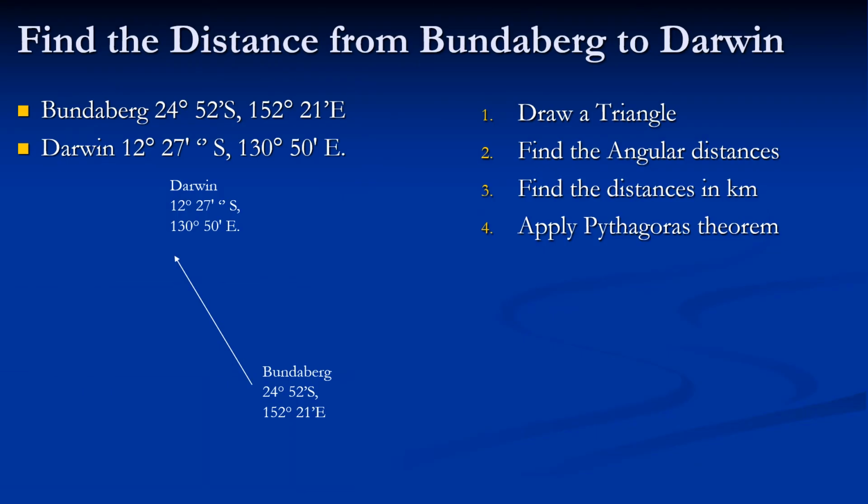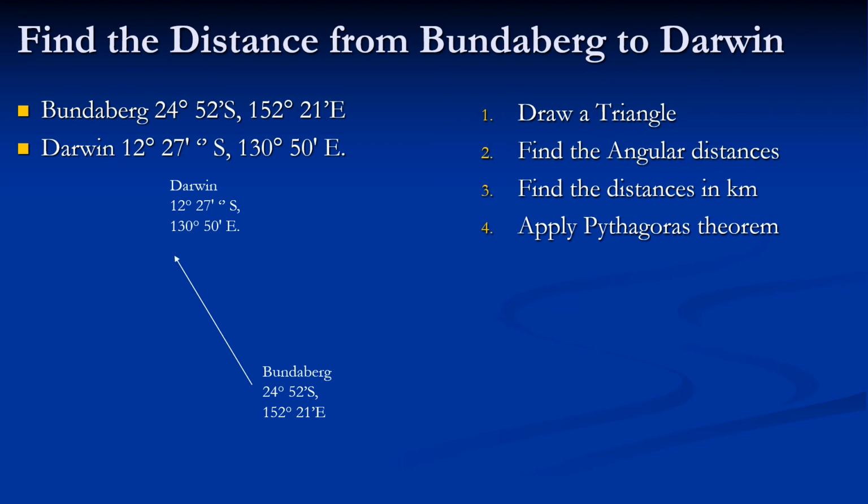Now I think a question like this, finding the distance from Bundaberg to Darwin, is quite challenging because I'm just going to give you a set of coordinates and you're going to have to visualise this. So for example, I've got Bundaberg at 24 degrees and 52 minutes south, 152 degrees and 21 minutes east. Darwin at 12 degrees and 27 minutes south, 130 degrees and 50 minutes east. Now you can see I've removed the seconds because your syllabus does not require you to think about seconds.